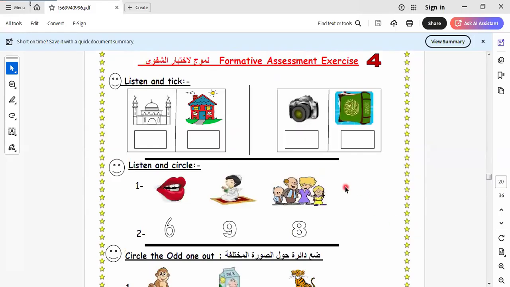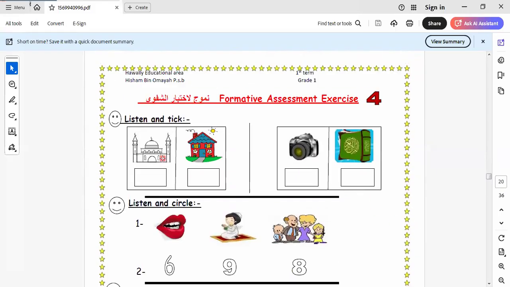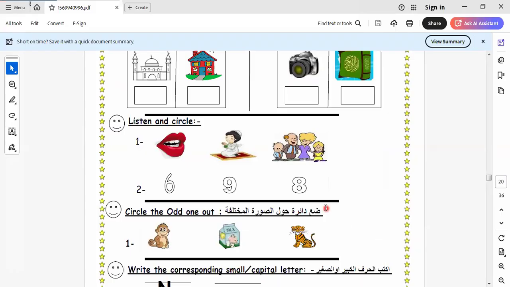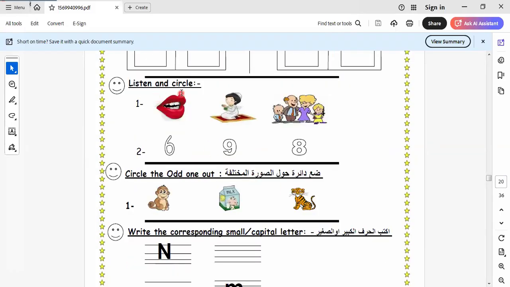Here is another exam. Here we have mosque and house. In the exam the teacher comes to your class and says mosque. So when I hear mosque, I write here in this one. If I say house, I put it here in this one. If I say Quran, I put it here. If I say camera, I put it here. So you must know all the words to be able to select the suitable word as your teacher tells you.